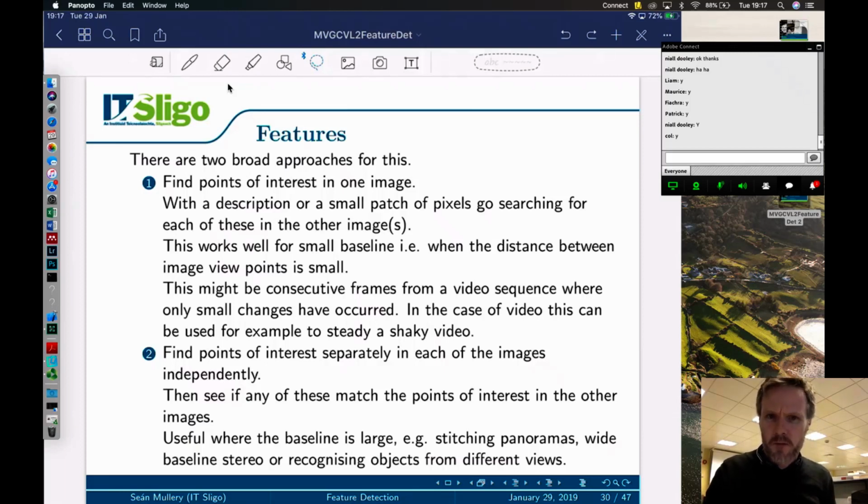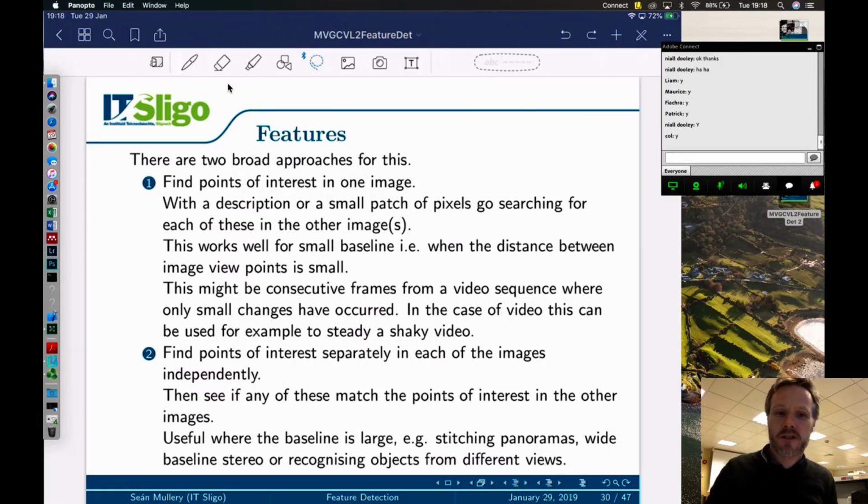So it works well for small baseline, that idea, when the distance between the image viewpoints is small, because we've got a descriptor and we're only going to check the small neighborhood around where that position was in the first image. We do that in the second image. So this small baseline example might be consecutive frames from a video sequence where only small changes have occurred.